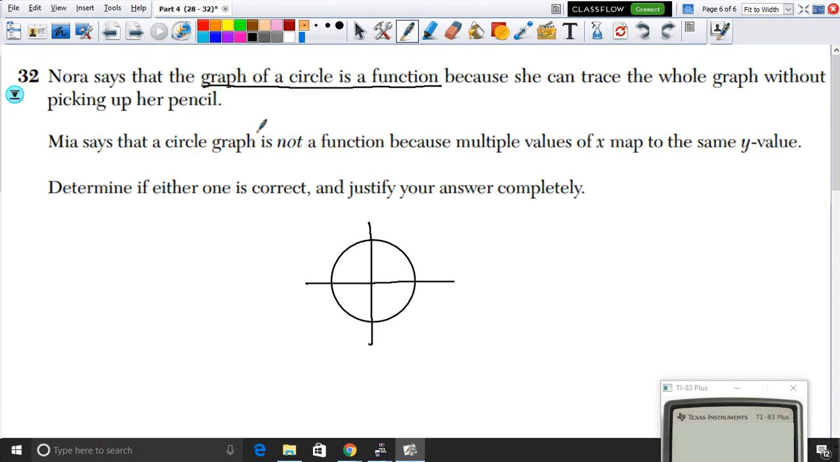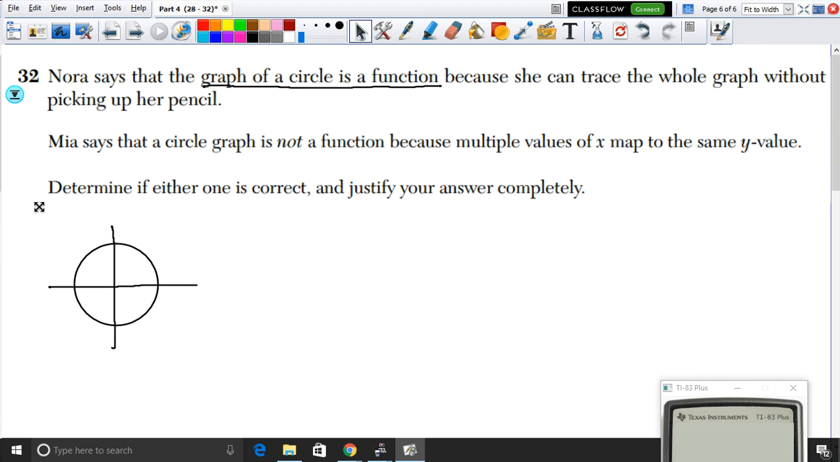It says, Nora says that the graph of a circle is a function because she can trace the whole graph without picking up her pencil. Well, that is true. You can literally just go around the circle. So let me move the circle here. And Maya is saying that, well, no, it's not a function because multiple values of x map the same y values.